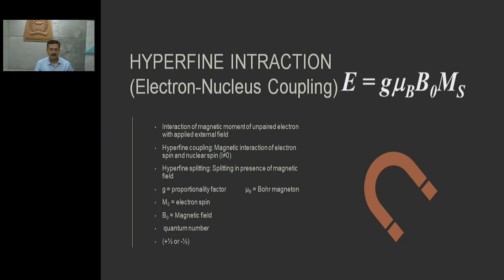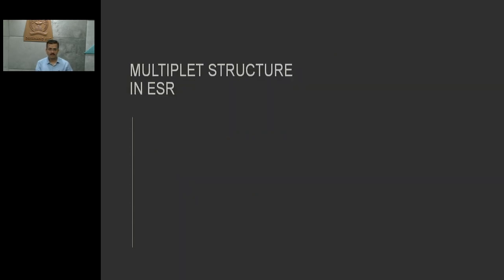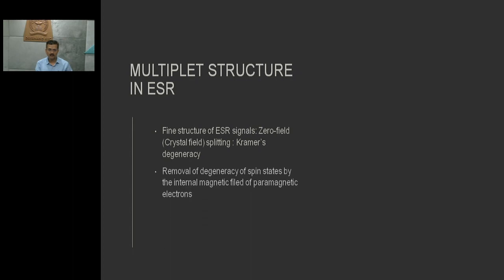So this hyperfine coupling is nothing but the magnetic interaction between the electron spin and the nuclear spin, when the nuclear spin I is not equal to 0. So it is the major interaction. Then the question arises, how do we get the multiplet?